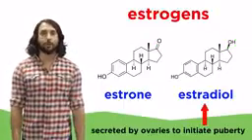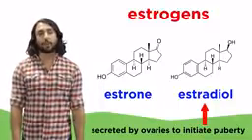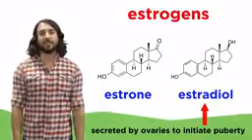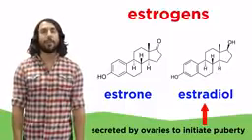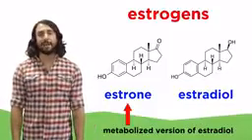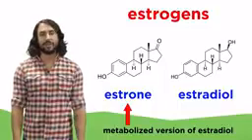Estradiol is secreted by the ovaries and kicks off the changes that occur during puberty and also causes development of the mammary glands during pregnancy, whereas estrone is just a metabolized form of estradiol that is excreted.